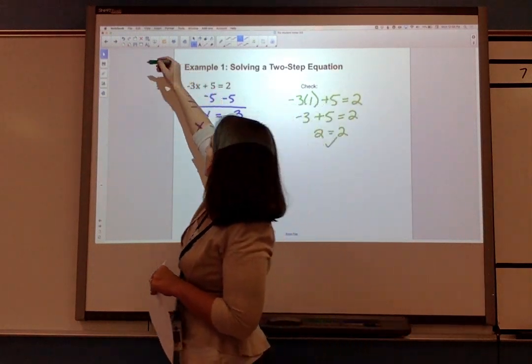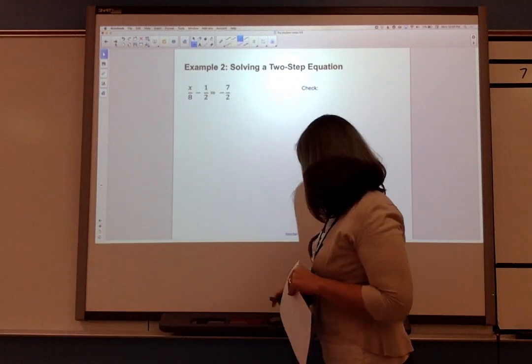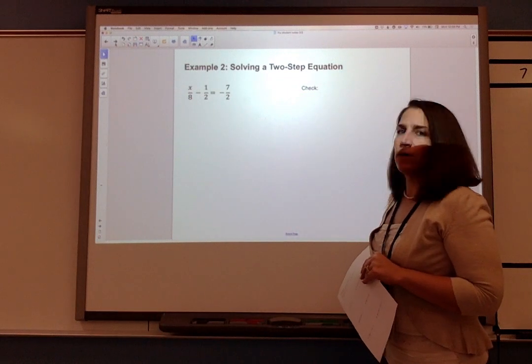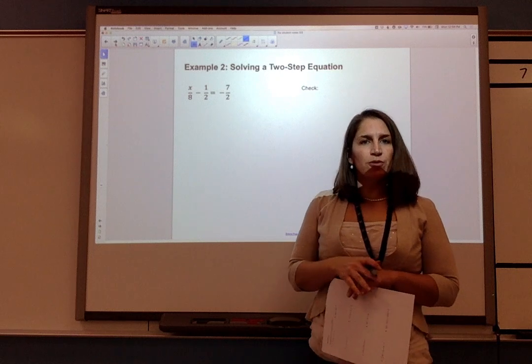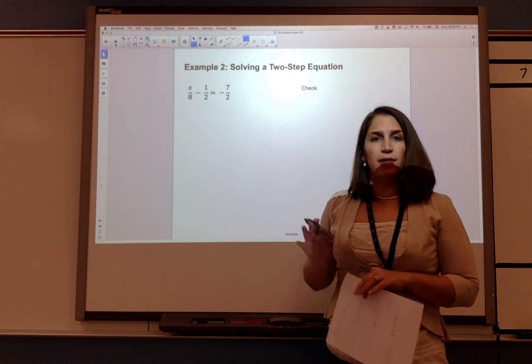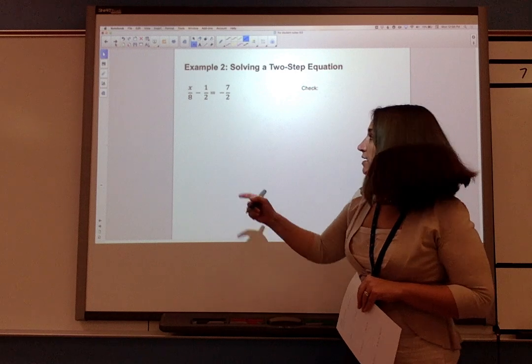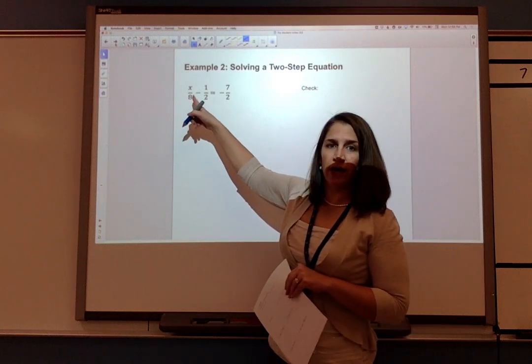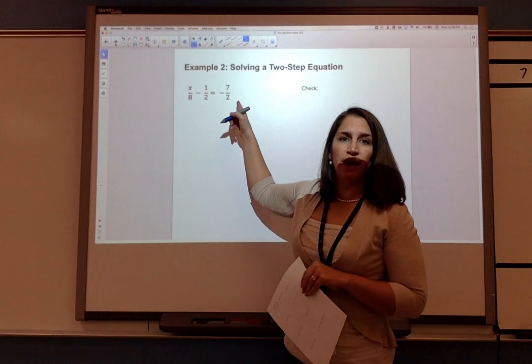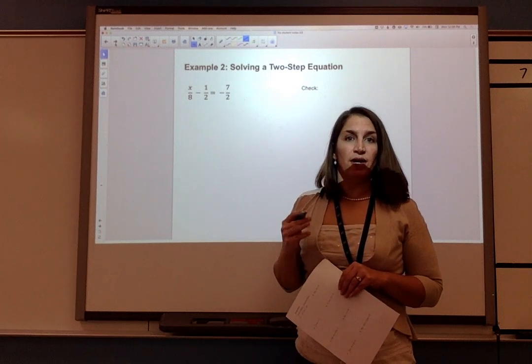All right, let's look at our next example. Now remember, our goal is to get all terms that involve a variable on one side and all of our constants on the other side. So here I have a term with a variable x, I have a constant, and then on the right side of the equation I have a constant.